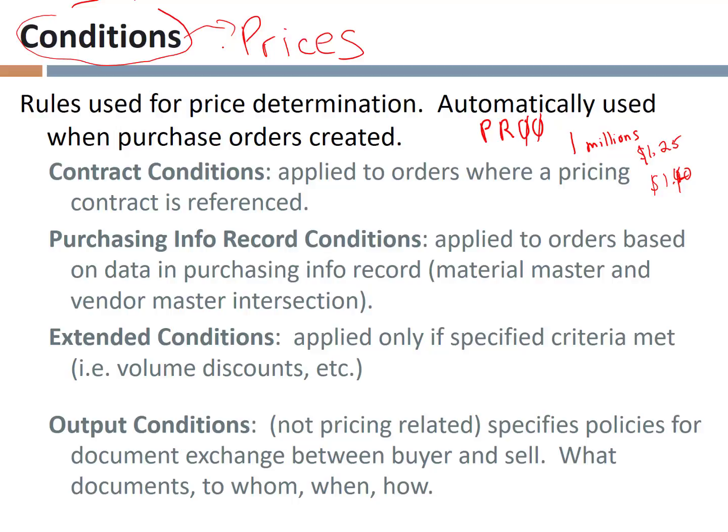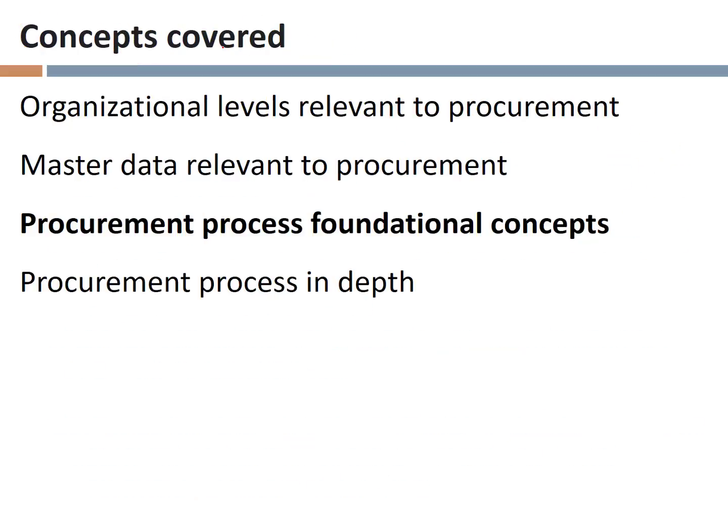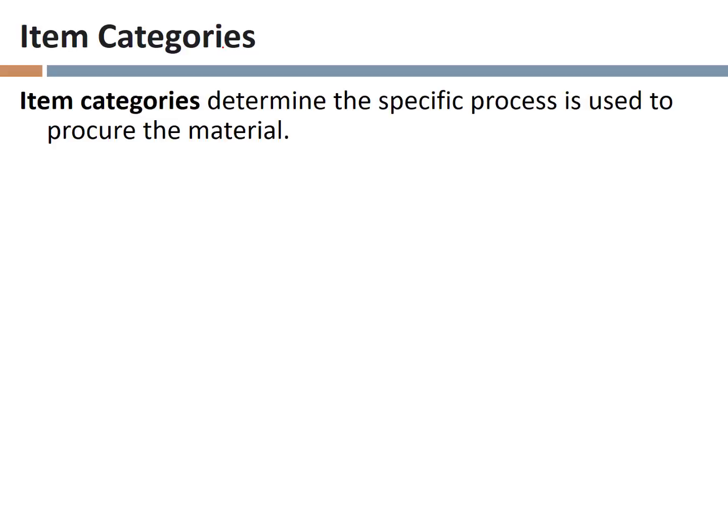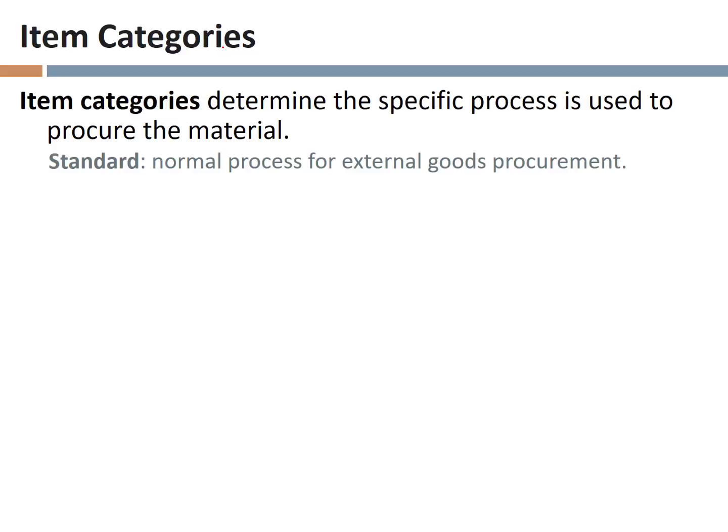All right, so we finally finished all of the master data related issues related to pricing, and now are related to procurement. Now we'll talk about some concepts as it relates to procurement and the execution of the process. Item categories are very important to us. You most likely, when you think of purchasing, think of what would be called the standard item category.